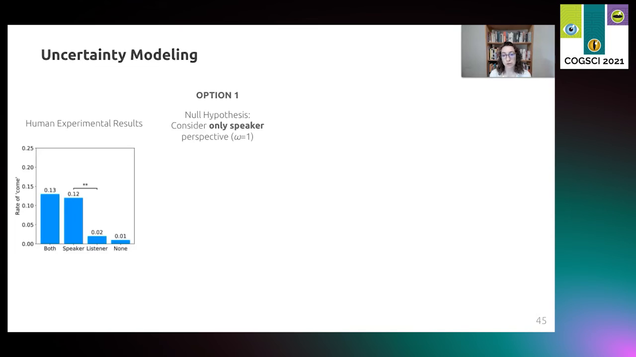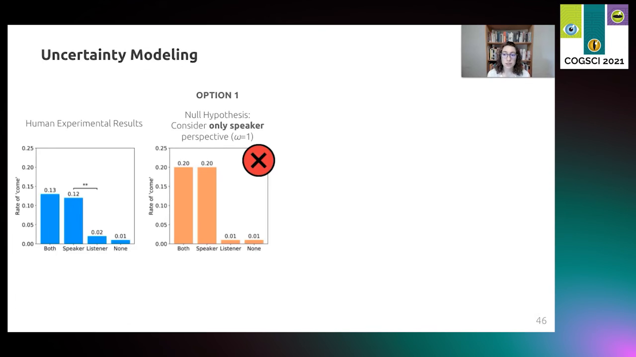Computationally, this means we fix omega to be 1, which assigns a weight of 1 to the speaker and 0 to the listener's perspective. This model's predictions are not a good fit for the data, since it predicts higher rates of come in the both and speaker conditions than we found experimentally. Connecting back to our hypothesis, the poor fit of this model to the data suggests that the listener's perspective affects what the speaker says in the uncertainty conditions. With this in mind, we modeled two possible ways the speaker may take the listener's perspective into account.